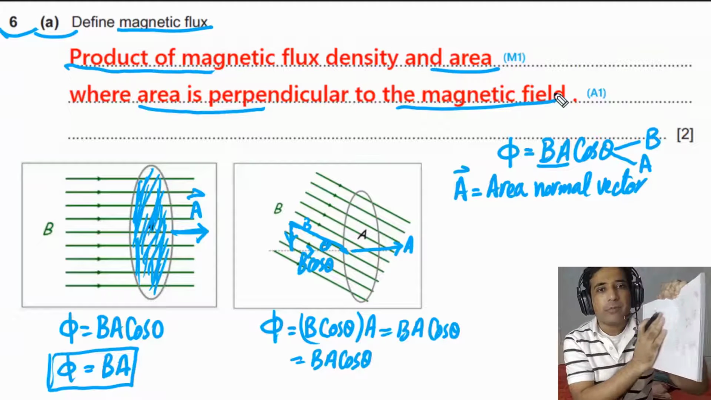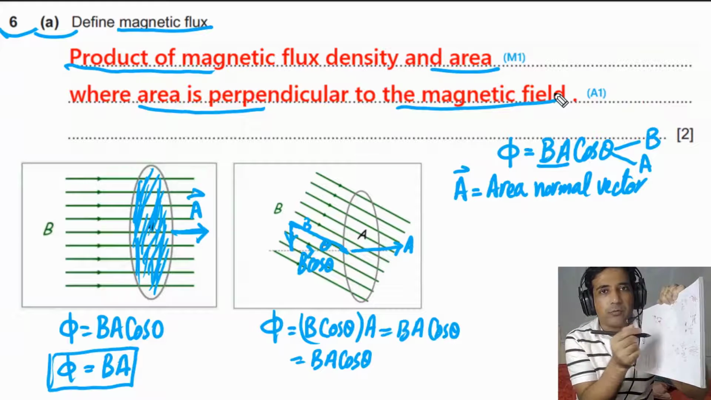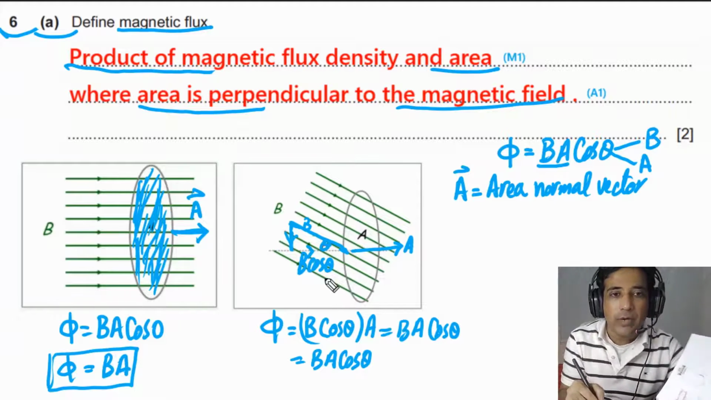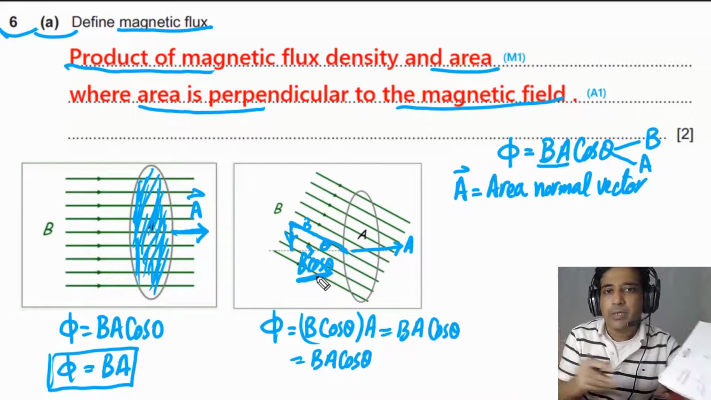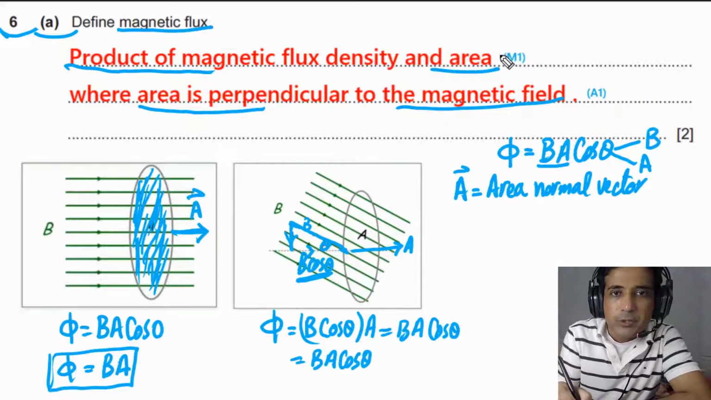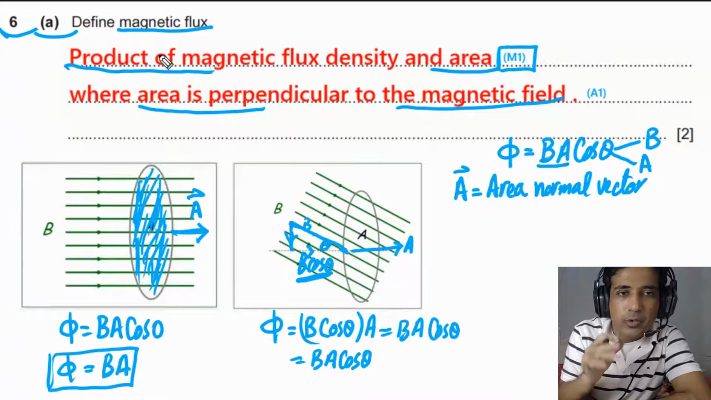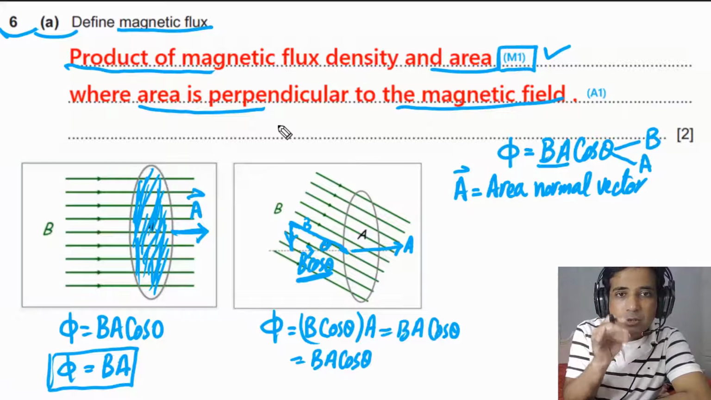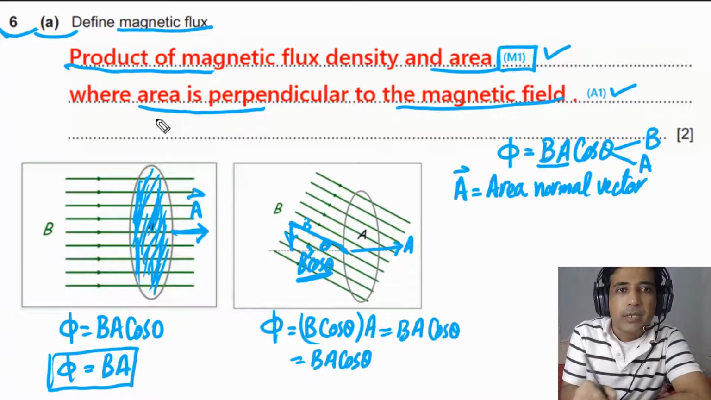Otherwise you can say you have to consider the component of magnetic flux density that is parallel with the area normal vector, as we have discussed. So this is how you can define magnetic flux. This question has 2 marks. The first mark is an M mark. If you have written the product of magnetic flux density and area, you will get 1 mark, and the second mark you will get if you have explained which component of magnetic field you need to consider. Simply you can say the area that is normal to the magnetic field. You will get the second mark, and that is an A mark.